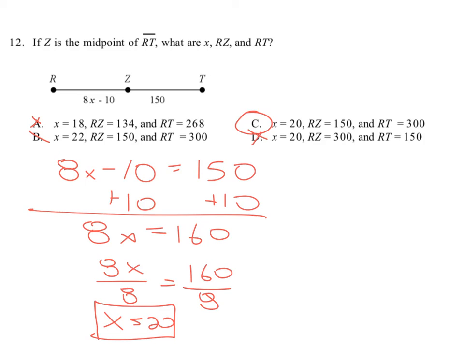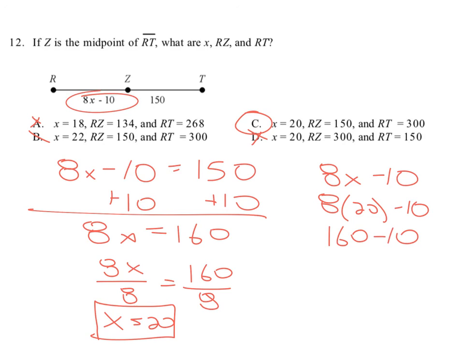You could also just plug it in. You could say, okay, well, I know that x is 20, so let's do 8x minus 10 and calculate what that is since they gave it to us like that. 8 parentheses 20 minus 10. 8 times 20, 160, minus 10, 150. So RZ equals 150. That confirms what we know about C.